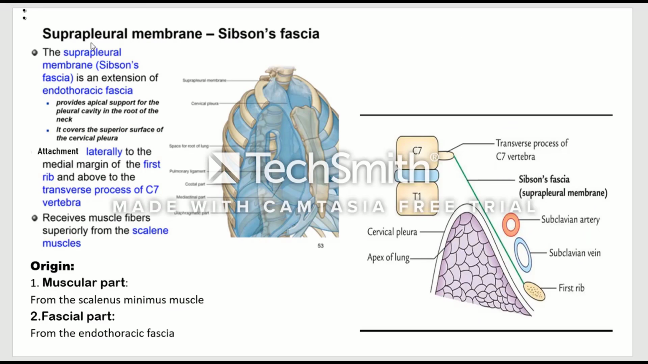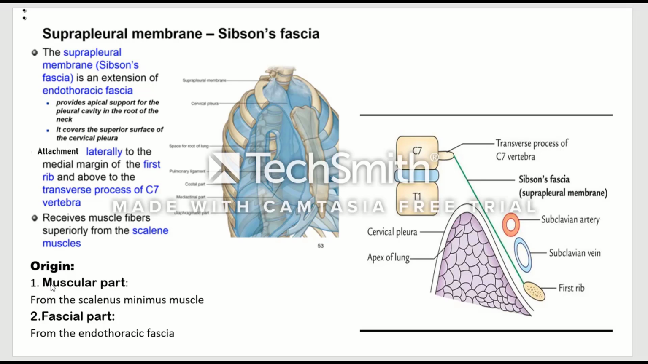Then আমাদের important question হচ্ছে suprapleural membrane or Sibson's fascia. Suprapleural membrane is an extension of endothoracic fascia. আমরা যদি ফাংশন বলতে চাই সেক্ষেত্রে আমরা বলতে পারি it provides apical support for the pleural cavity in the root of the neck and it covers the superior surface of the cervical pleura. এর ক্ষেত্রে আমরা যদি এই ফিগারটা দেখি, laterally to the medial margin of the first ribs and above to the transverse process of the cervical vertebra.